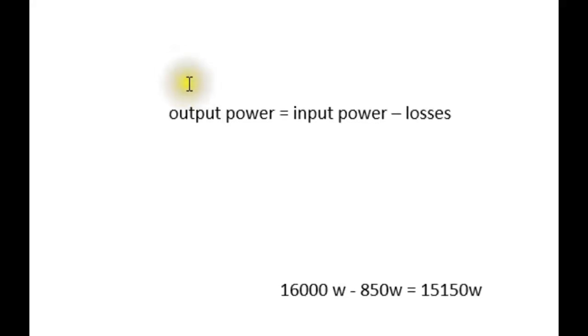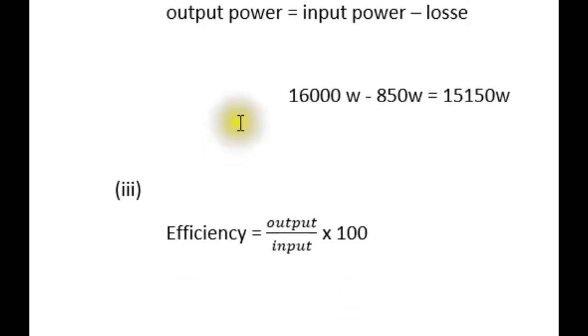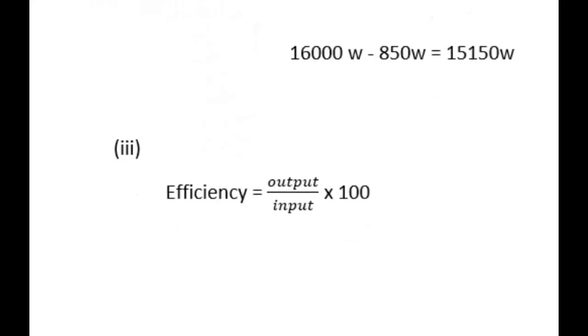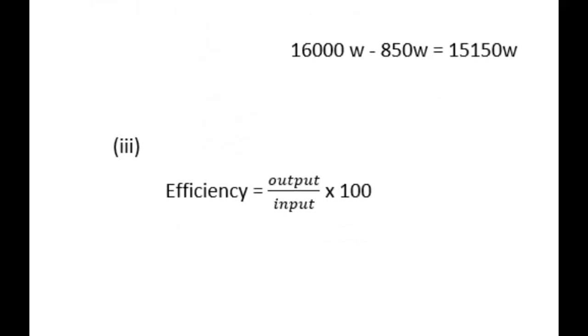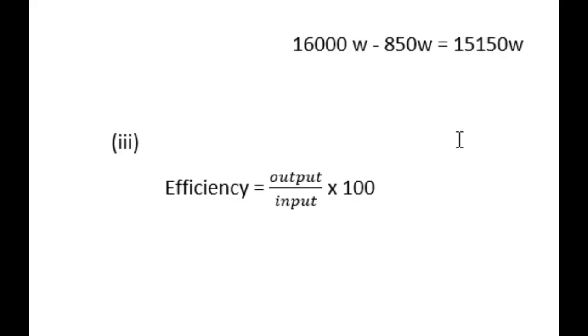Now, the next question, number 3, calculate the efficiency, including the effect of power factor and losses. So next question, the efficiency. Efficiency is equal to the output over the input times 100 to convert it to a percentage. So output over input times 100. Now we already calculated the output power in number 2. So you can just substitute the number on the top over the original input.